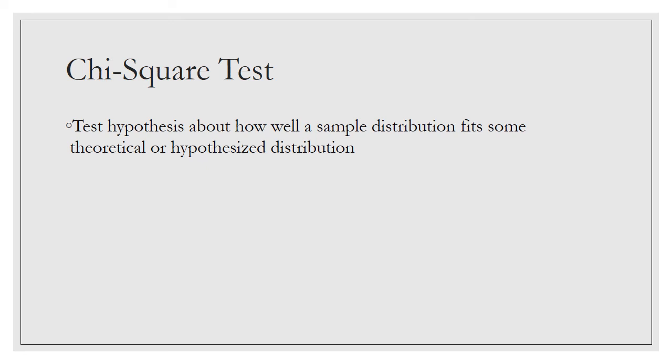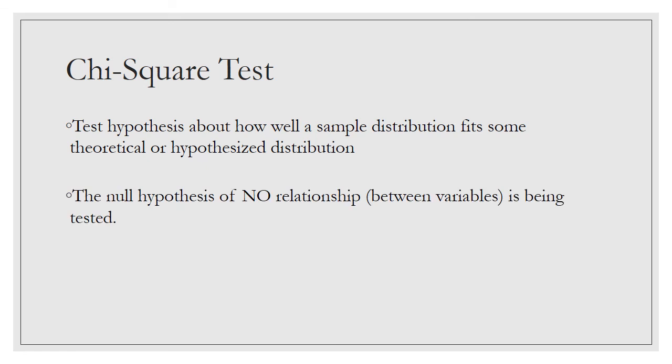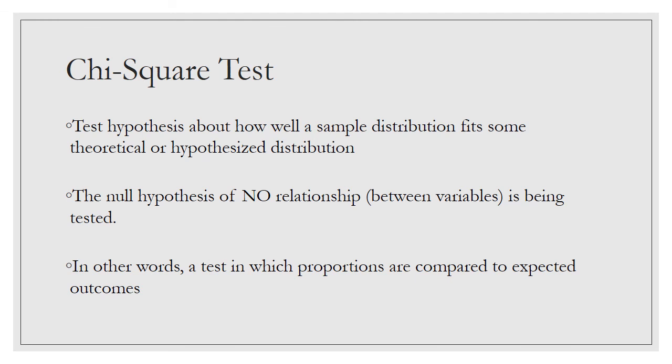So in this case, the null hypothesis of no relationship is being tested. We want to know whether there's a relationship or not, and this is amongst our variables. It's kind of like we're doing a correlation somehow with categorical data instead. So in other words, we're testing whether or not proportions compare to expected outcomes. In the chi-square test, we take observed proportions and expected proportions, and we're trying to determine whether or not they are the same or not.